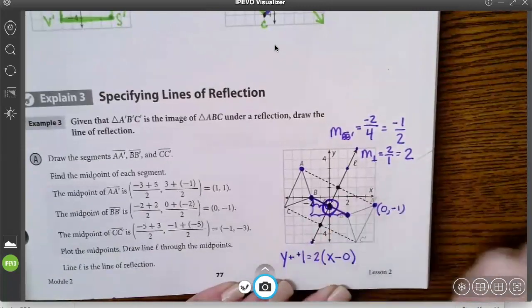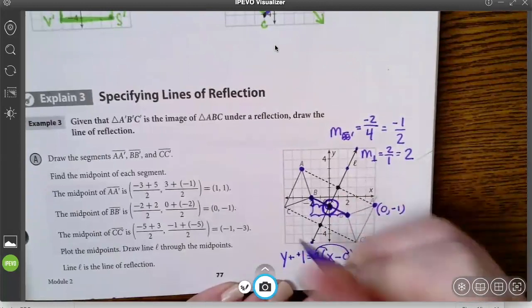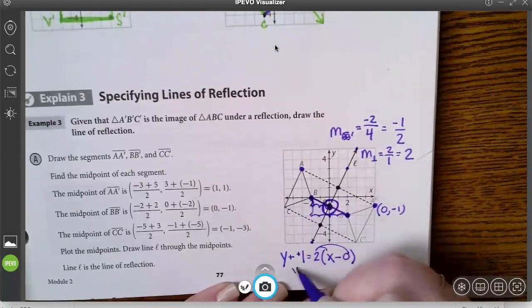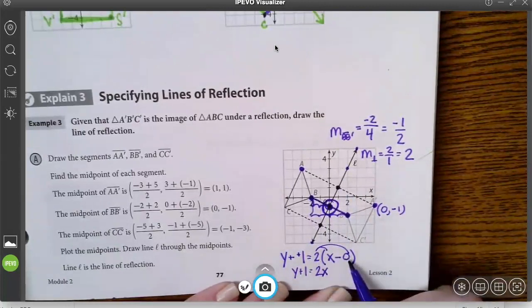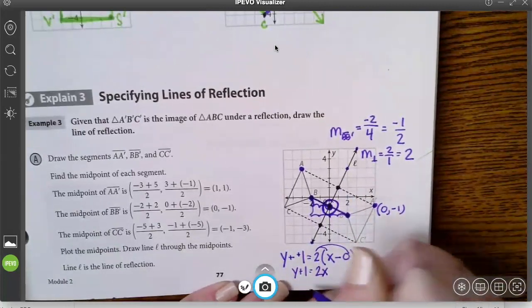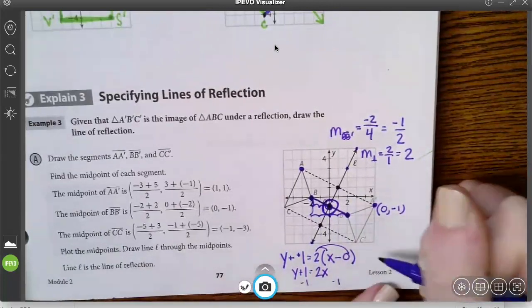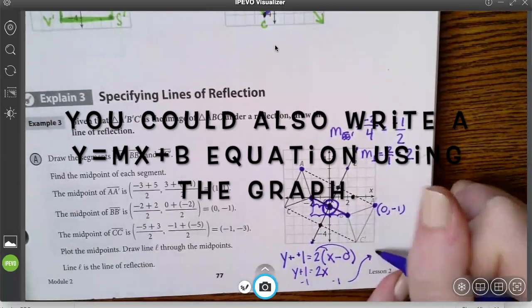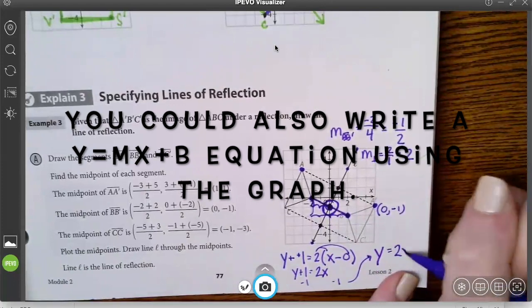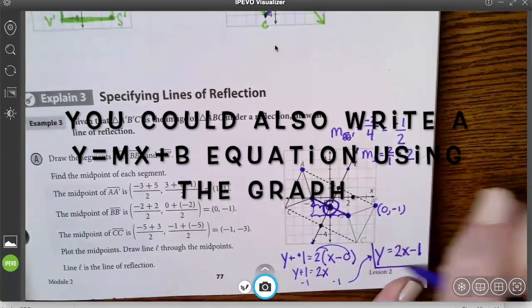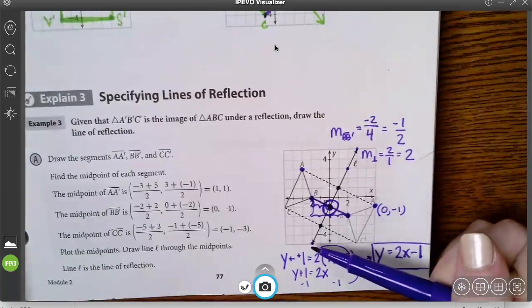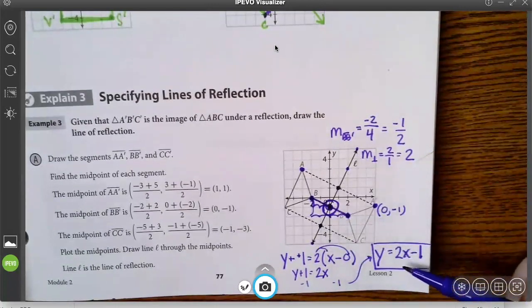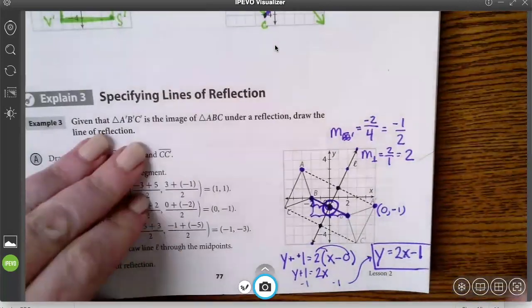We can simplify some stuff. So this is going to be y plus 1 equals 2x. 2 times 0 is 0, so I'm going to leave that off. And then we can just subtract 1 from both sides. So our result would be y equals 2x minus 1. We had the points that we could draw the line, and we had enough information that we could also give the equation of that line as well. Let's look at page 78 for an example.